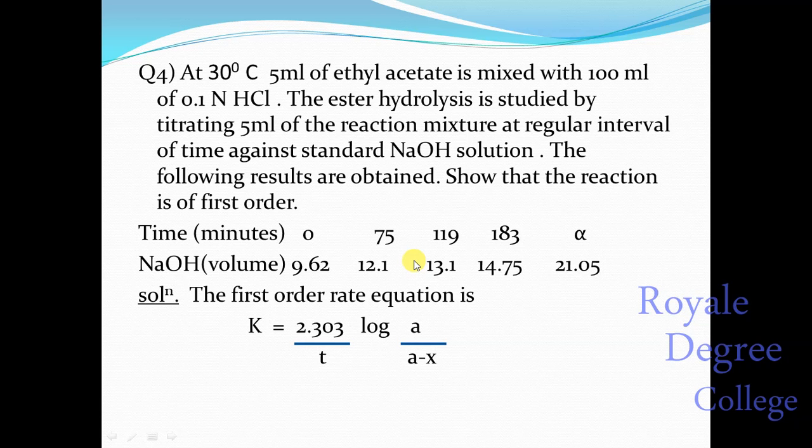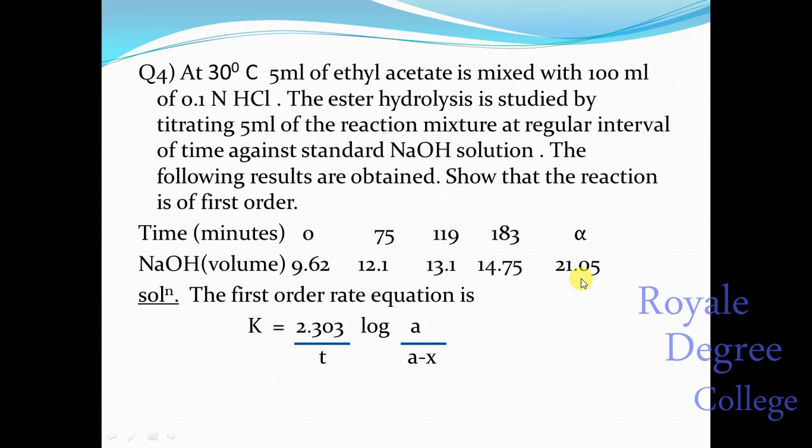Here you can see the table. Time in minutes, we are taking 0. For 0 minute, our sodium hydroxide volume is 9.62. At 75 minutes, volume of NaOH is 12.1. For 119 minutes, volume is 13.1. For 183 minutes, volume of NaOH is 14.75. And at infinite time, the volume of sodium hydroxide is 21.05.